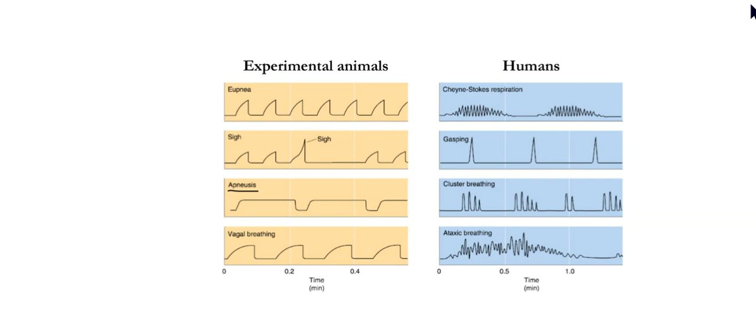Ataxic breathing, if somebody mentions ataxic, it just means it's really erratic. Cluster breathing means several short breaths and then a long period of apnea. Gasping is one big breath and then a long period of apnea.